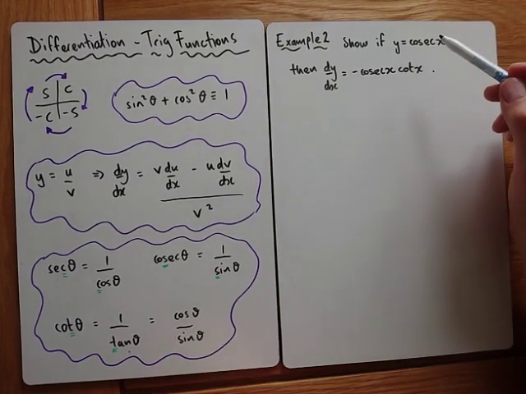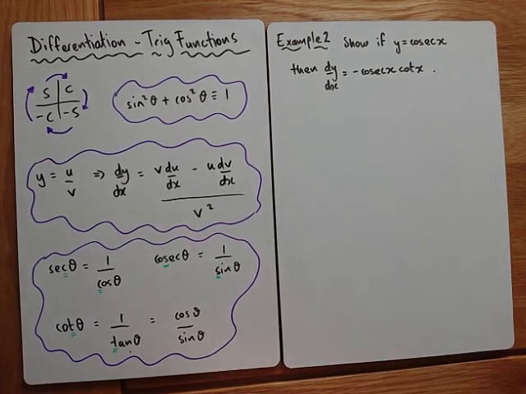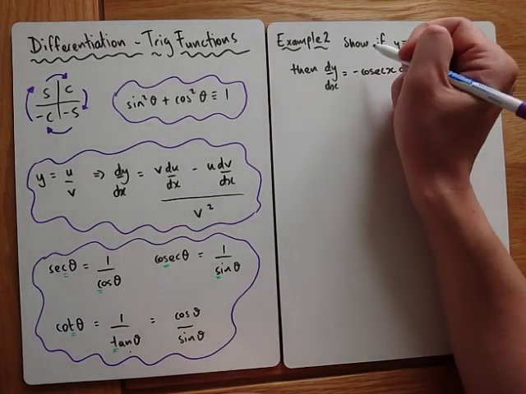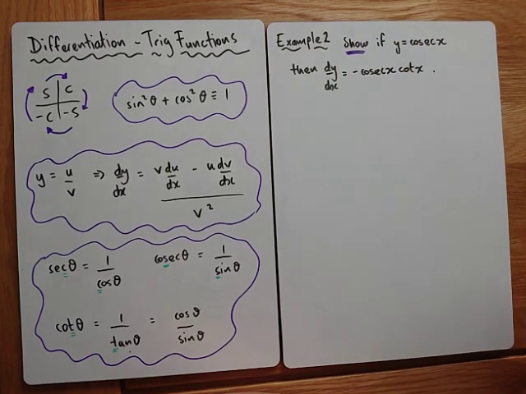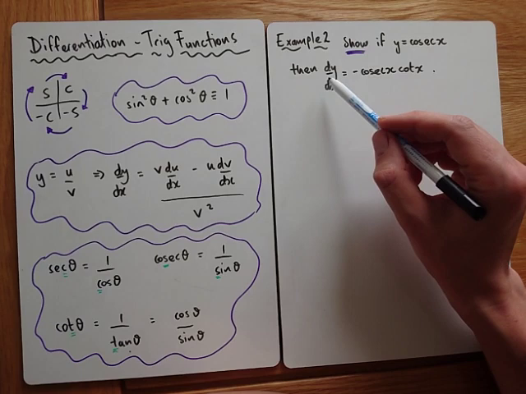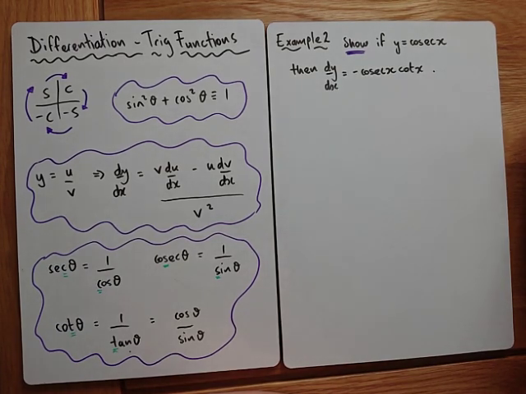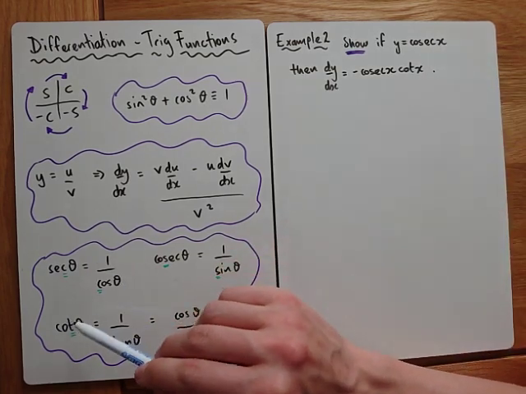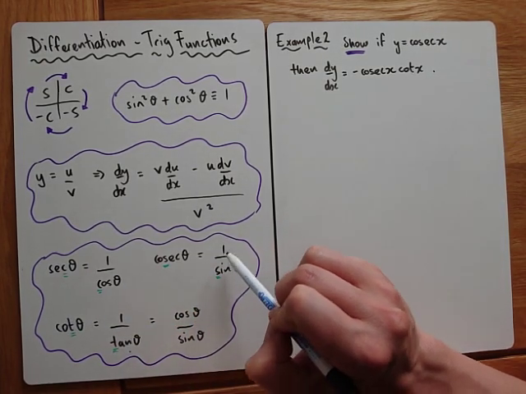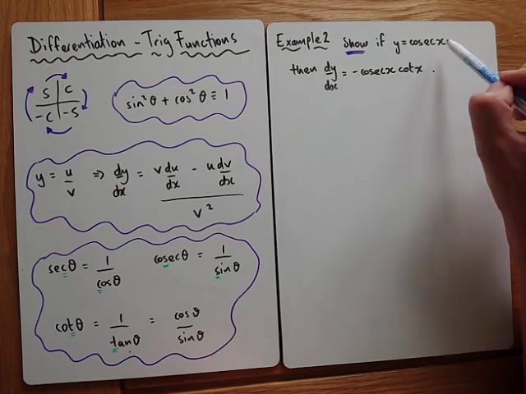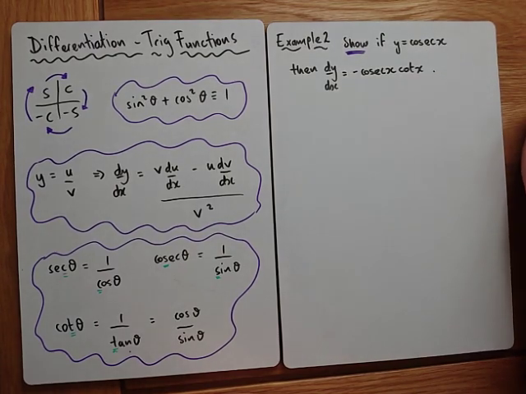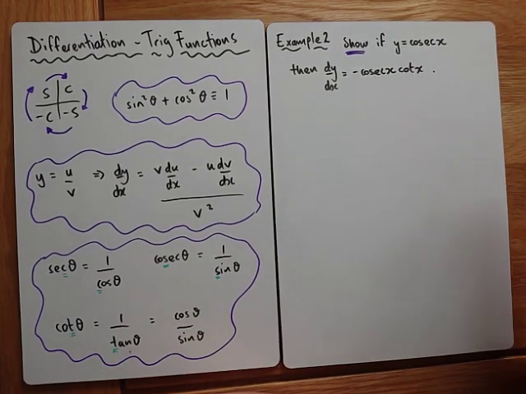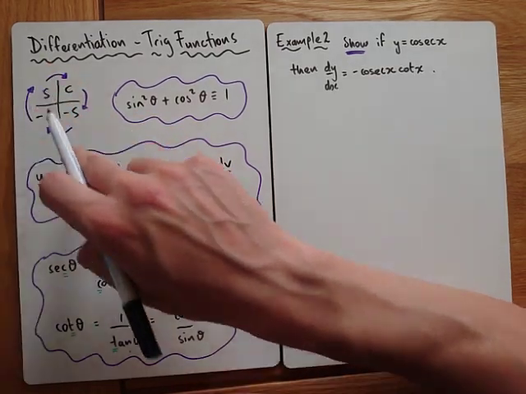Okay, example 2 is a show question, so obviously we definitely need to show our method to this. It says show if y is equal to cosec x, then dy by dx is equal to minus cosec x cot x. Now don't get freaked out when you first see this. We know cosec is just 1 over sine, so this is basically saying, look, differentiate 1 over sine. And you always want to refer back to sines and cosines because we know how to differentiate sines and cosines.